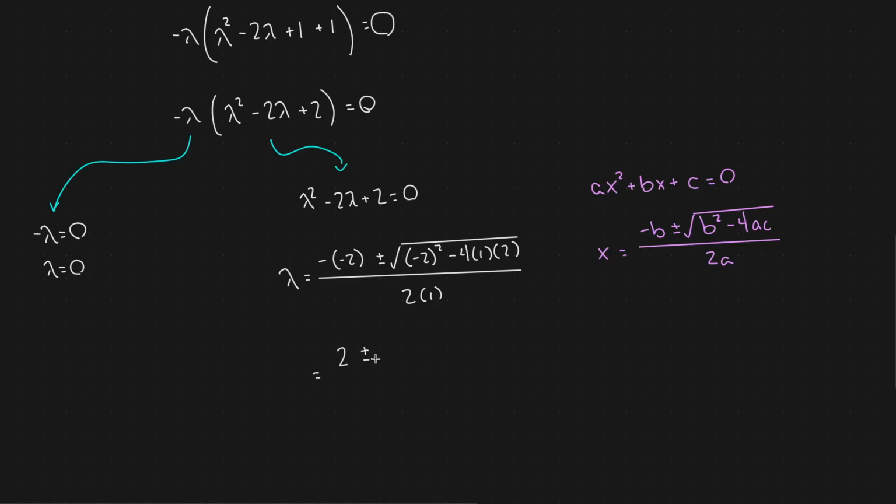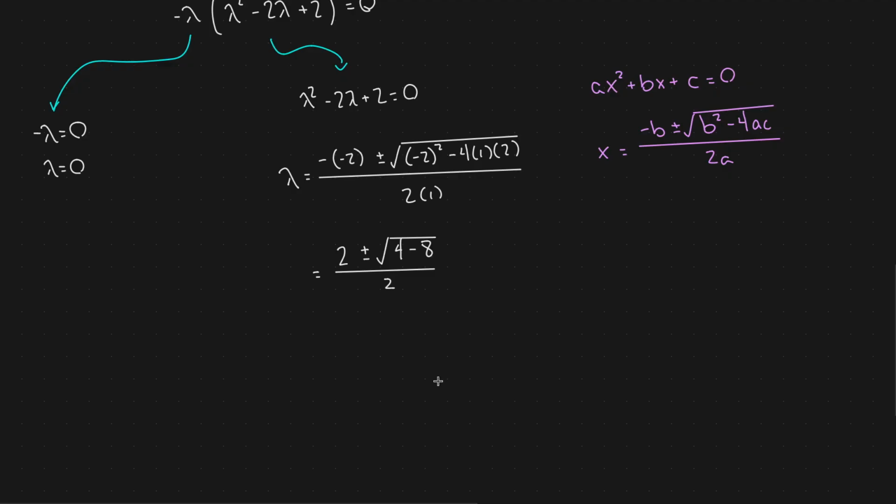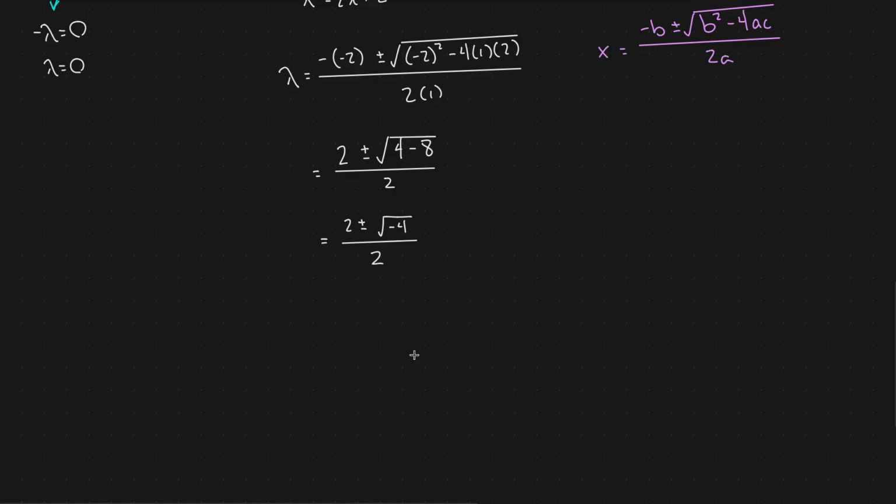And so we get 2 plus or minus the square root of 4 minus 8, all over 2. So that's 2 plus or minus the square root of -4 over 2. Okay, we're almost there.